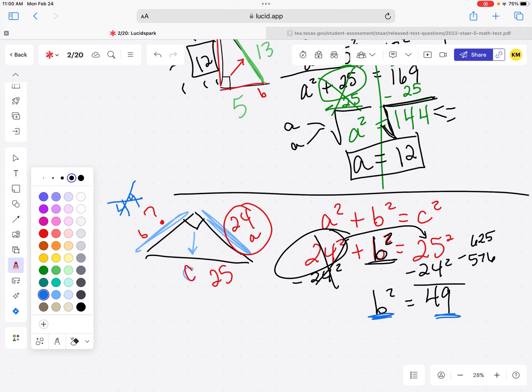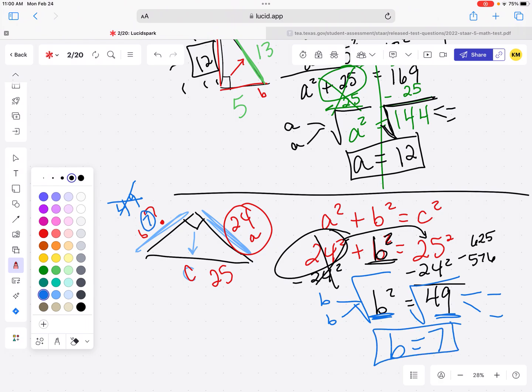So we need to figure out what two things that are the same make up 49, because we know that B times B is B squared. Square root. What is the square root of 49, kids? Put that in your calculator. Boom. 7.